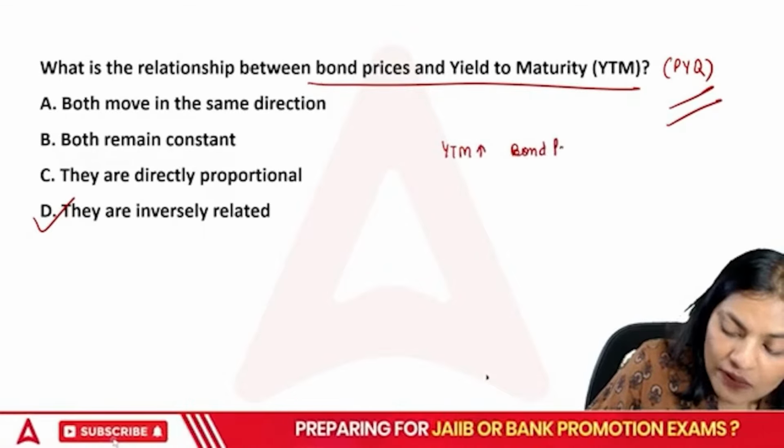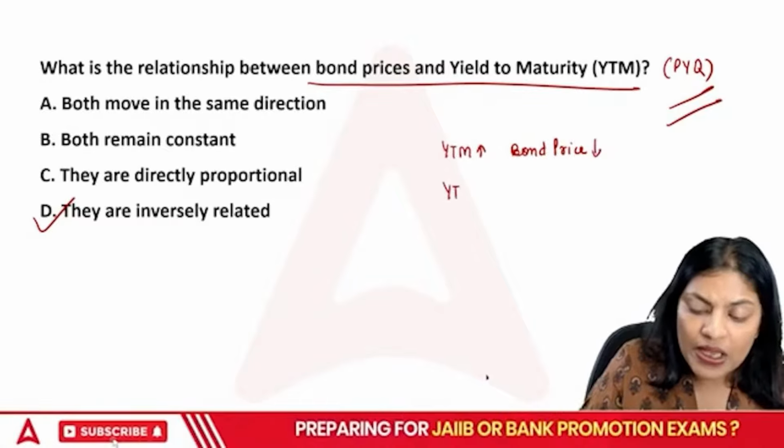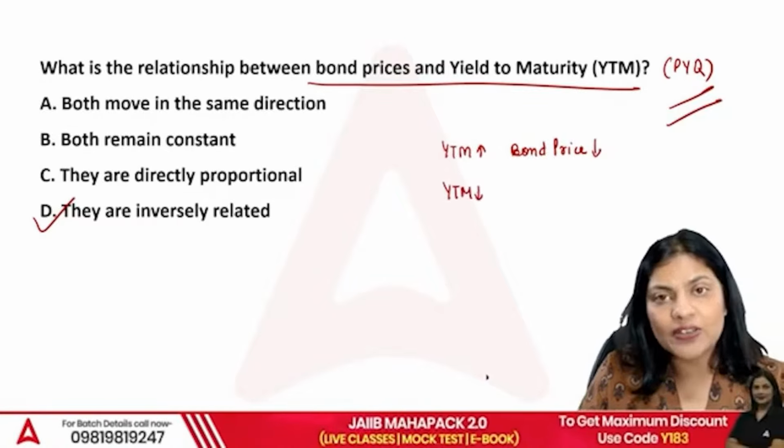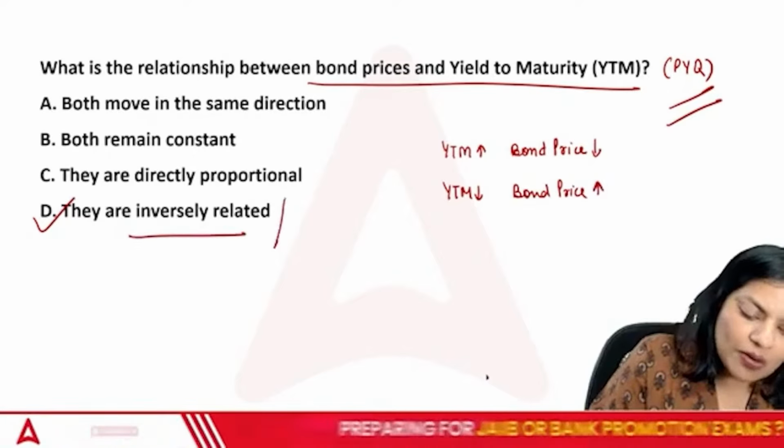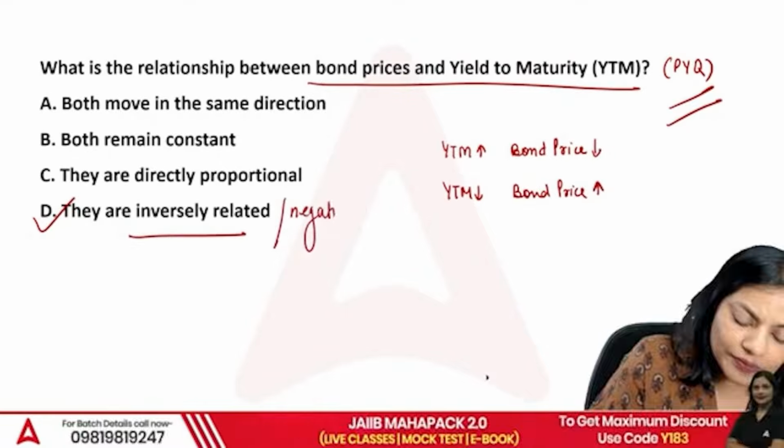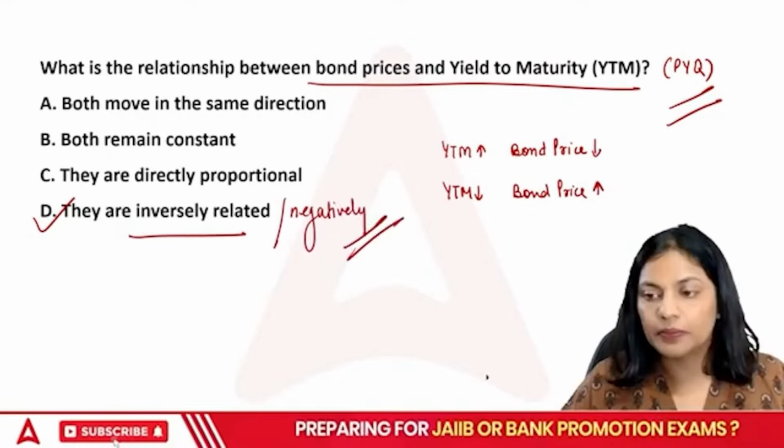Why? Because the expected rate of interest, the market rate, is increasing. People will start investing in other instruments, not in bonds. As a result, the demand for bonds would decrease and hence the price would decrease. Whereas if the market interest rate or YTM has reduced, the demand for bonds would increase and the price would increase. That is why they are inversely related, also called negatively related. Next one.